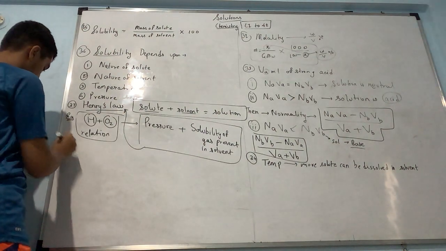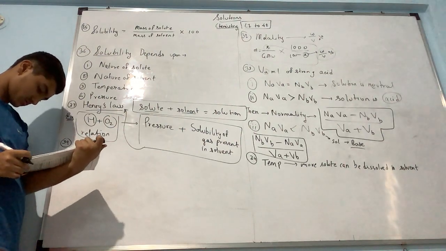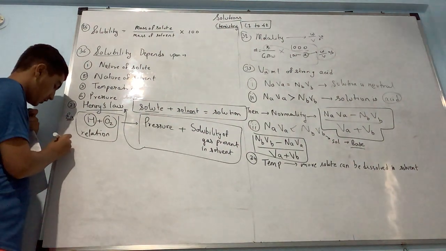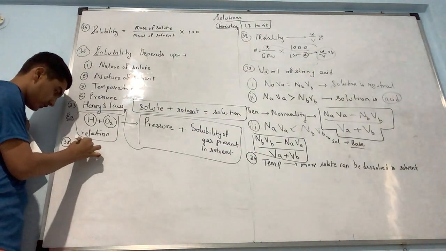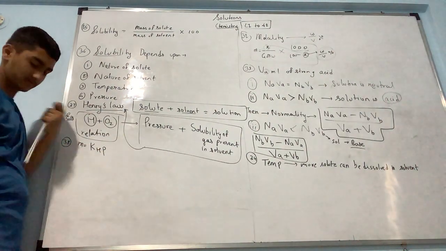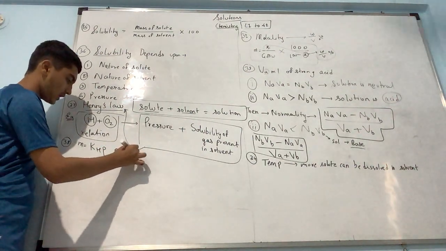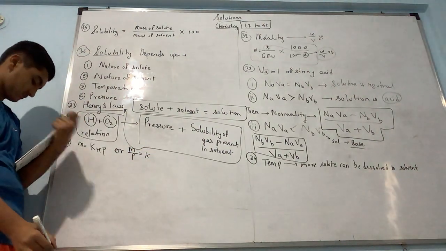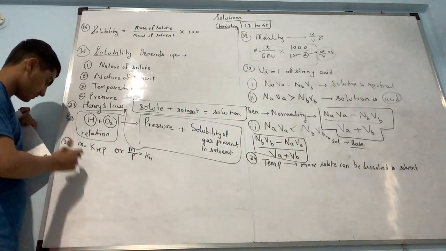Point 39. In point 38, sorry, I forgot one thing. Remember this one: m = KH p. Or remember it like m ∝ p, so m = KH p. Okay, just remember this much.